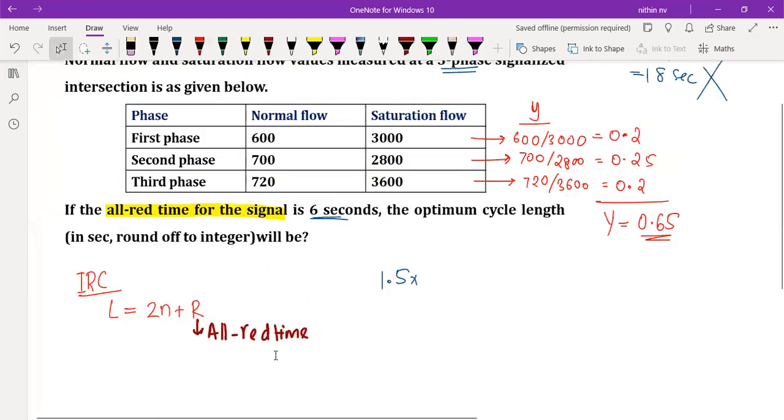Understood? Now, if they are mentioning that in the question, definitely they will be giving that value in the question. We can use this equation 2n plus R.